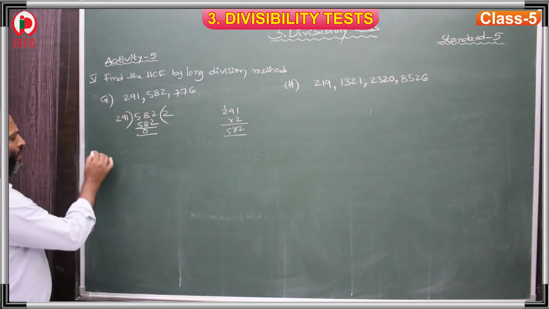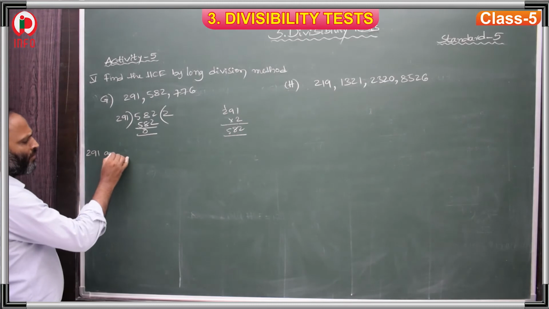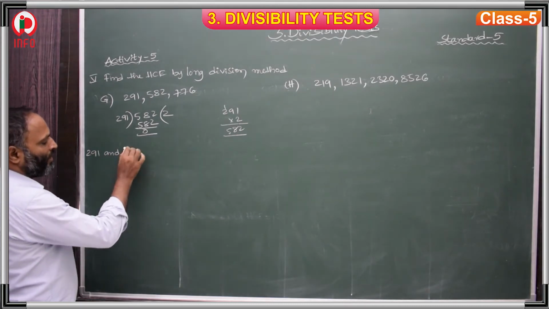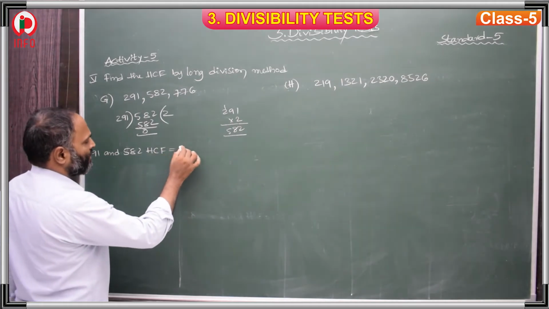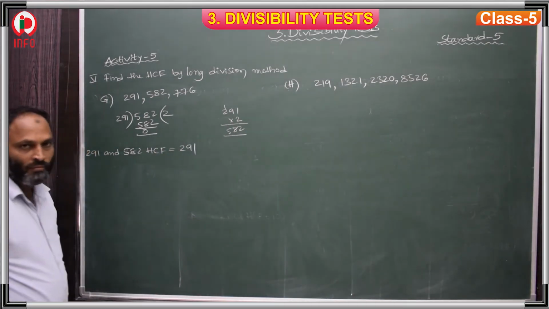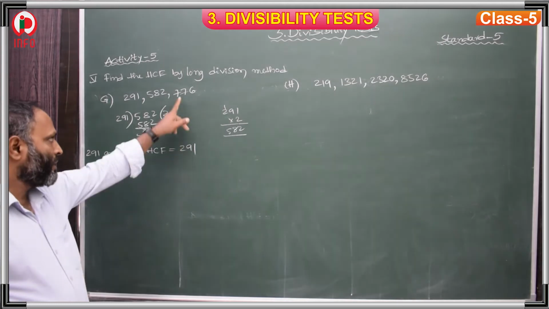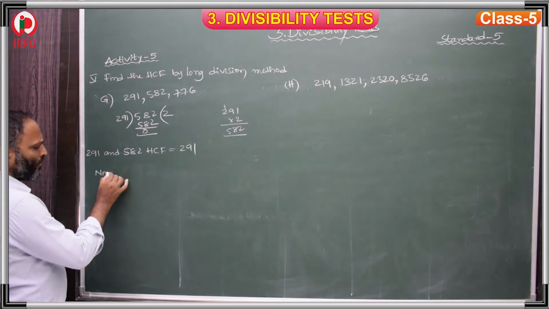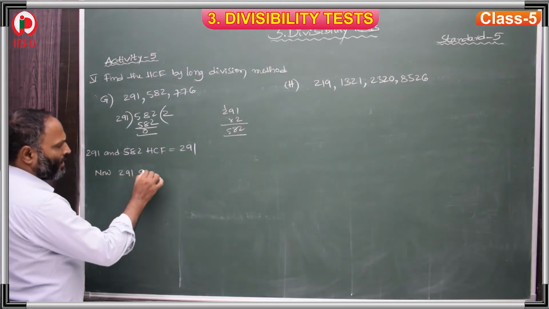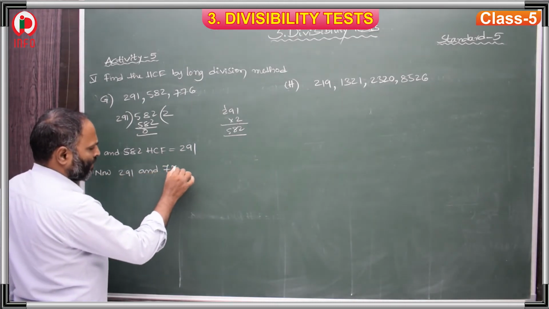It means 291 and 582 HCF is 291. Again with this HCF, the third number we have to take. Now 291 and 776 HCF.